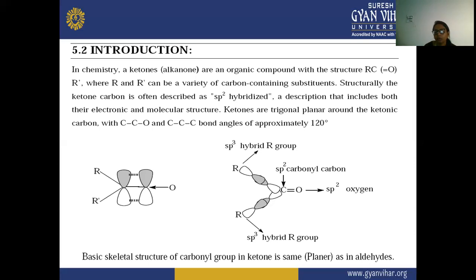That is why this carbon, attached to four atoms, is an sp3 hybridized R group. And the oxygen is also sp2 hybridized, because the oxygen is bonded to the carbon atom at one place and has two lone pairs present on it. That is why it is an sp2 hybridized oxygen atom. Next, the basic skeletal structure of the carbonyl group in a ketone is the same as in an aldehyde, and it is planar.